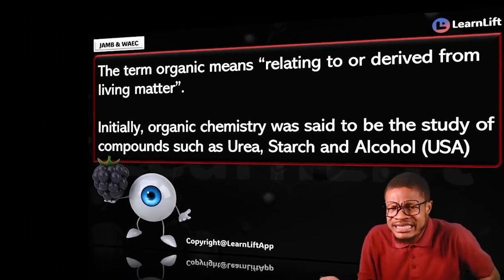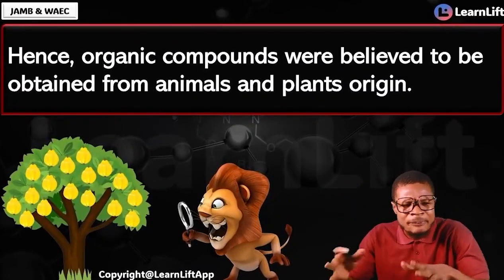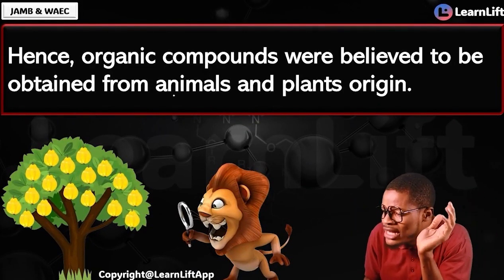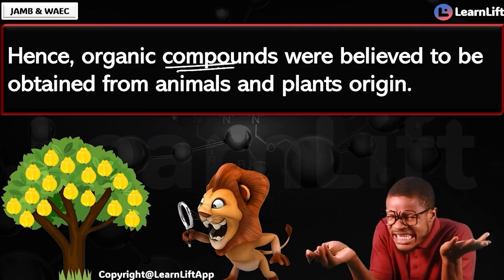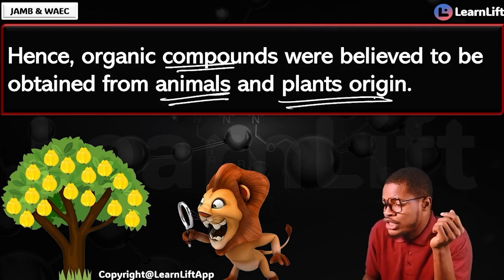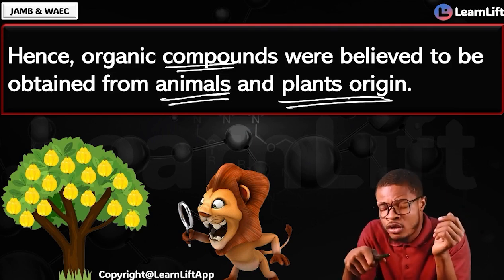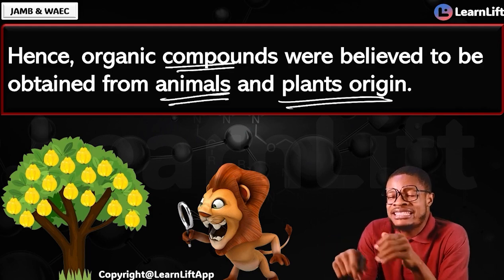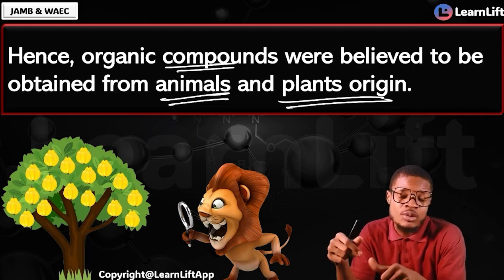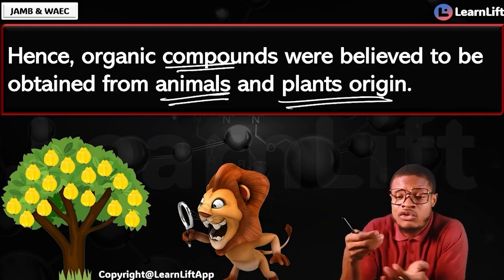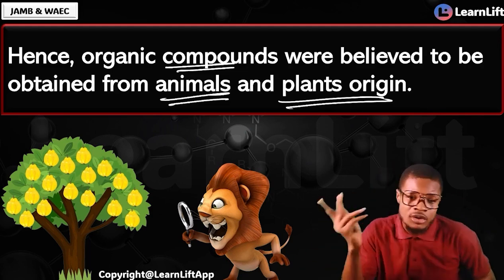And as we proceed, scientists started diving deep into this. Hence, they concluded that organic compounds were obtained from what? Animals and plant origin. So if you obtain any compound or substance from anything that is not plant or animal, what do we call that? They will call it inorganic. But once they obtain any particular substance from animals or from plants, what do they call them? They call them organic.